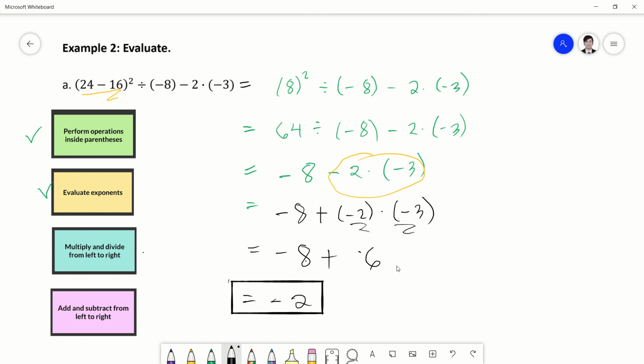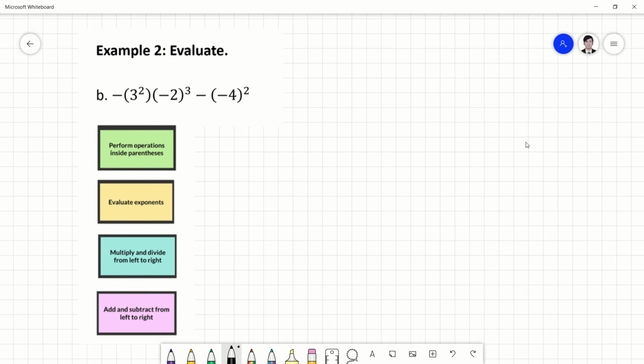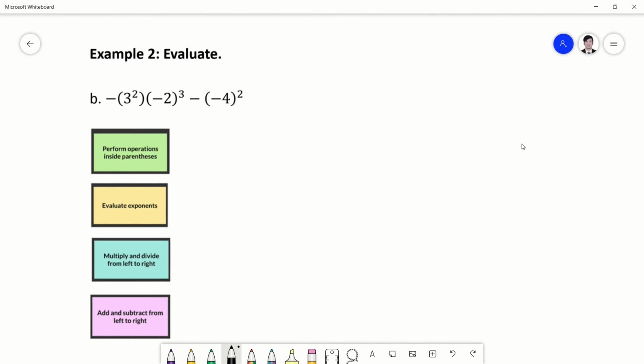So take note, the M and the D exist here. When we try to multiply negative 2 by negative 3, and then finally the last step, we added negative 8 plus 6 is negative 2. Let's have B. So we have here negative 3 squared times the cube of negative 2 minus the square of negative 4.